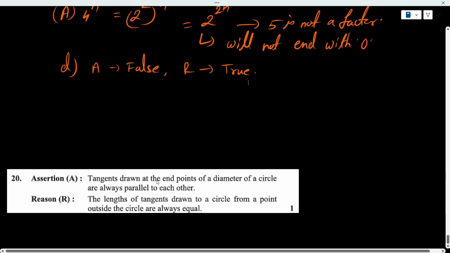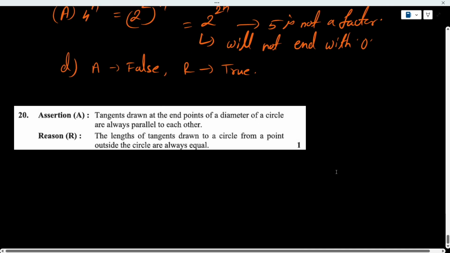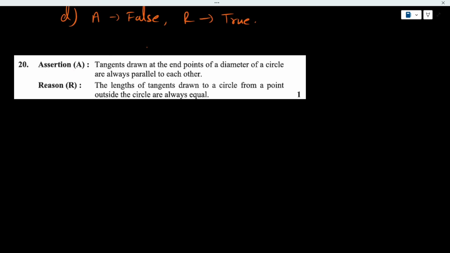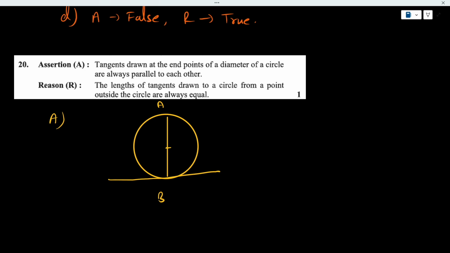Now go for the last question of assertion reasoning. What are they asking here? They are asking that tangents drawn at the end points of the diameter of a circle are always parallel to each other. If you remember, you have learned it as a theorem also, the parallel tangents are always at the end of the diameter of a circle, right? Here, if this is the diameter AB, then the parallel tangents are always at the end of the diameter. So your assertion is true, right? Because it's always at the end. This is parallel to this.